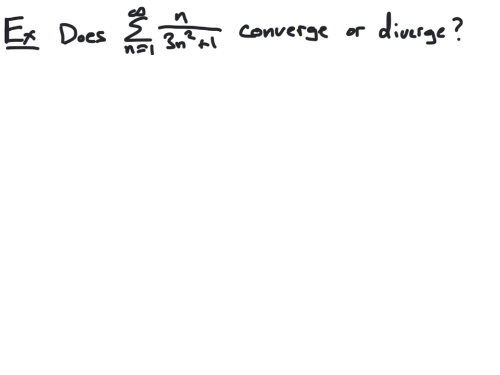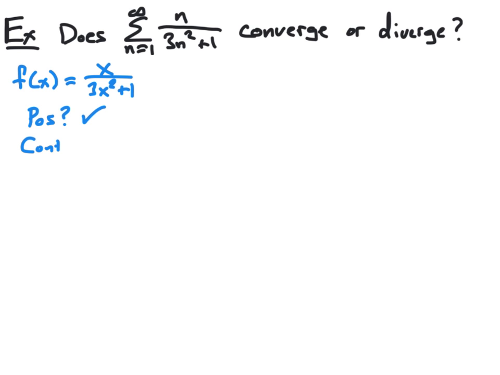For our next example, we want to determine whether the series from n equal 1 to infinity of n over 3n squared plus 1 converges or diverges. If we want to use the integral test, we first have to consider the function f of x equals x over 3x squared plus 1, which is the associated function to this series. Certainly, this function is going to be positive from 1 to infinity, since both the numerator and denominator will give us positive numbers.